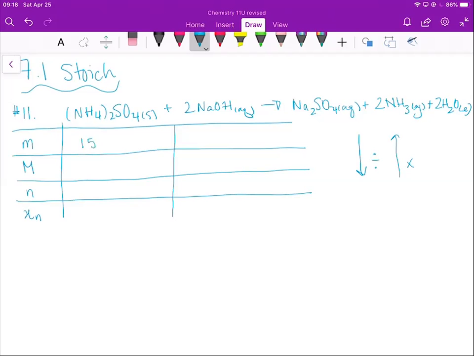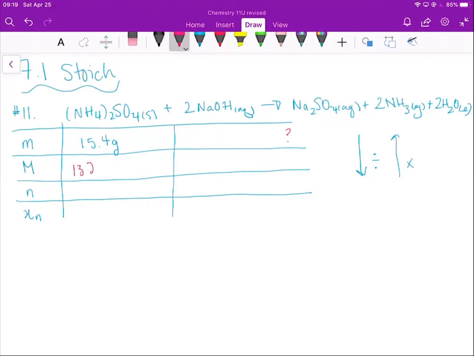So the information that's given is that you have 15.4 grams of ammonium sulfate. That's the only piece of information. And what you want to find out is what mass of sodium hydroxide you require. So what piece of information can you get just from looking at the balanced chemical equation that we can use to fill in this table? Hopefully you're thinking of molar mass.